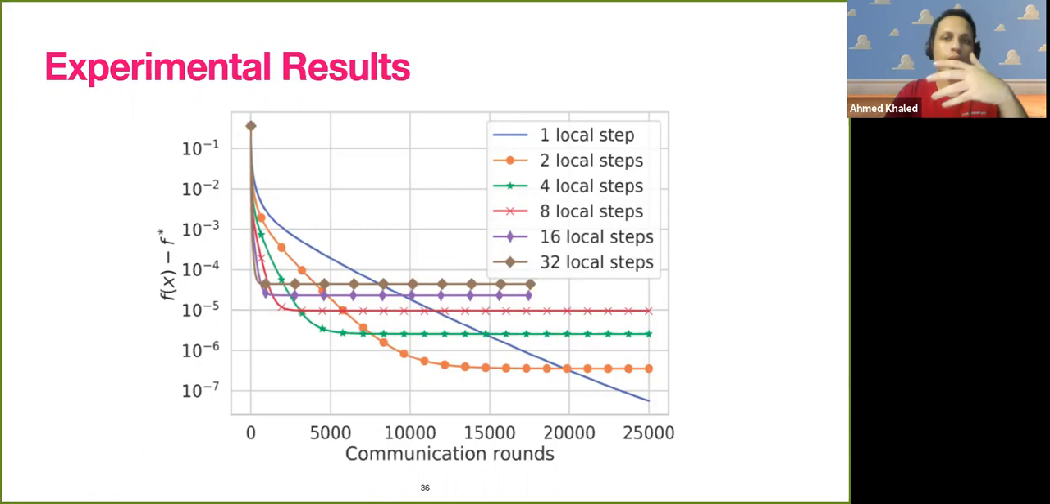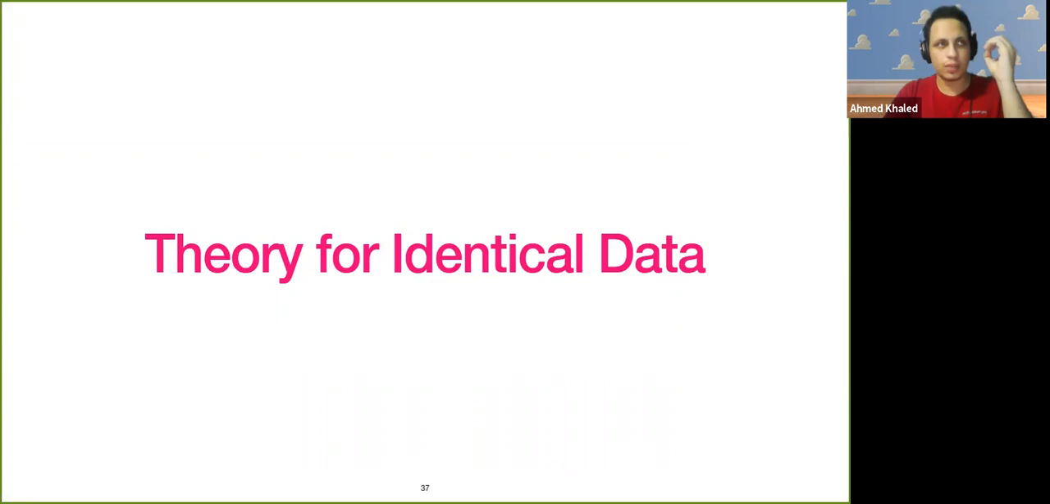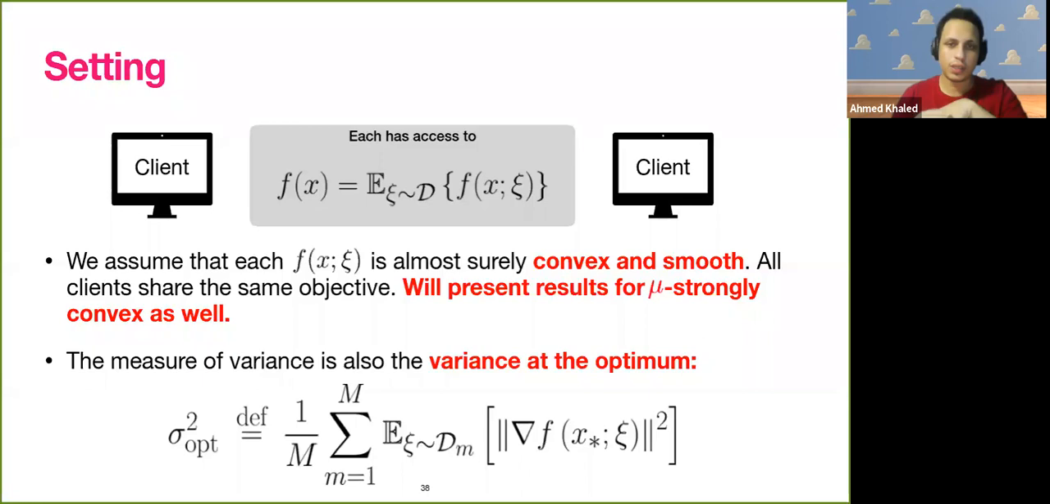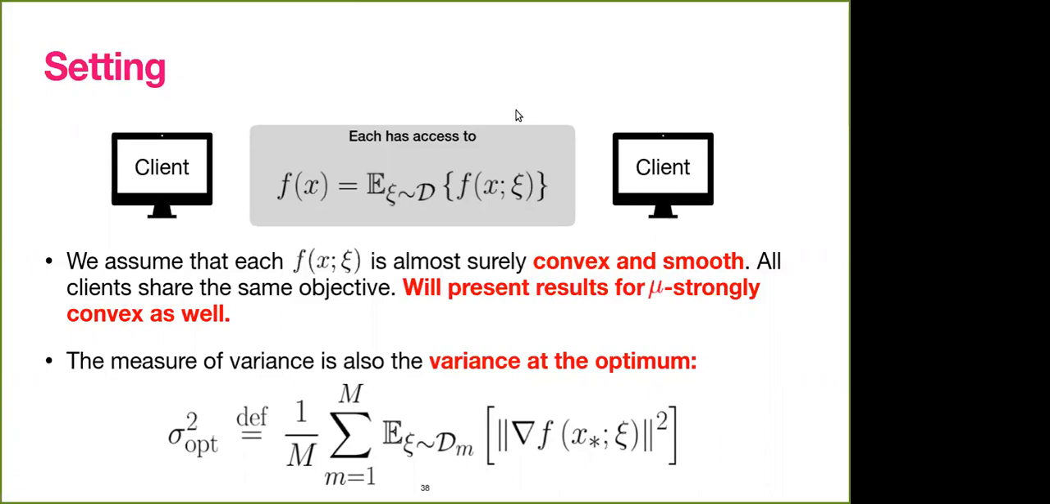So now we move on to the theory of identical data. And I remind you that the setting here is that each client has access to the full function. It can sample it differently, but each client has access to its own function. And we assume. So there's a question by Nati Srebro. I unmuted you, okay, Nati. Yeah, thanks. Sorry, it took me a while to find. I was clapping instead of raising my hand.